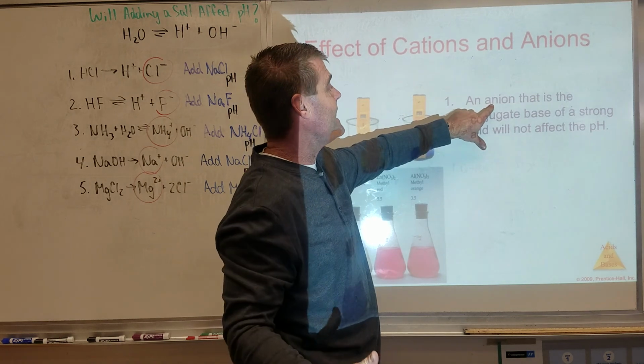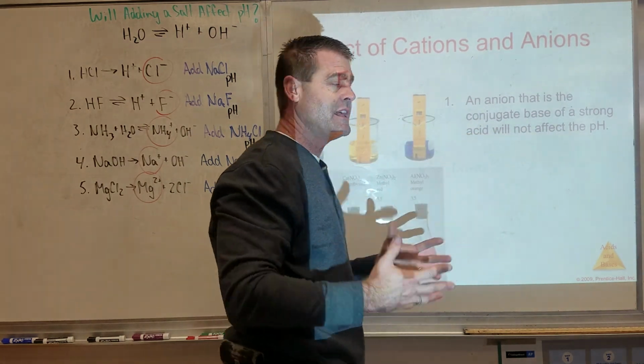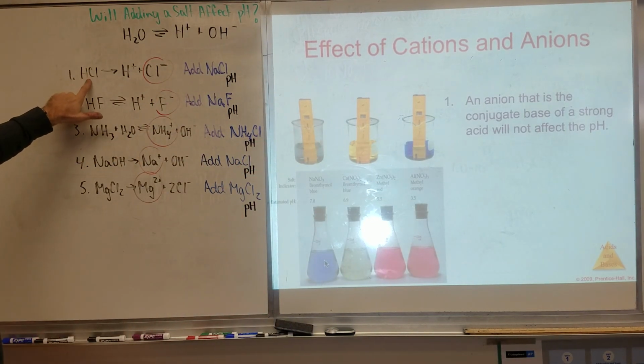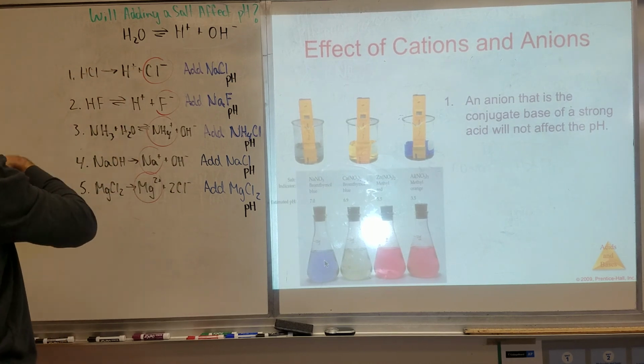An anion, that's saying the negative ion, that is the conjugate base of a strong acid, will not affect the pH. So that's what it's telling you. For example, I'll give you guys an example here. Right here's the strong acid, right? It completely dissociates. Notice it's only got a single arrow going to the right because it completely dissociates.